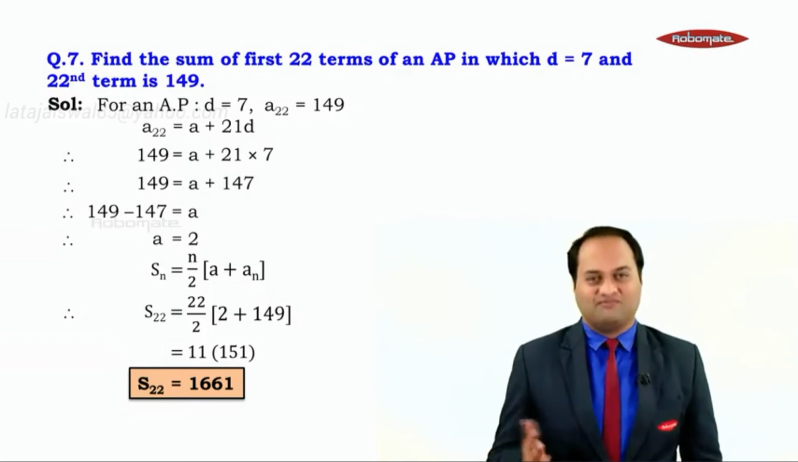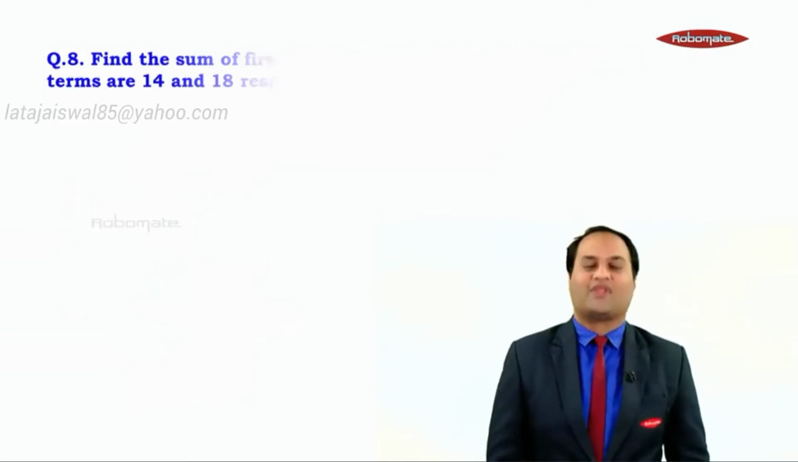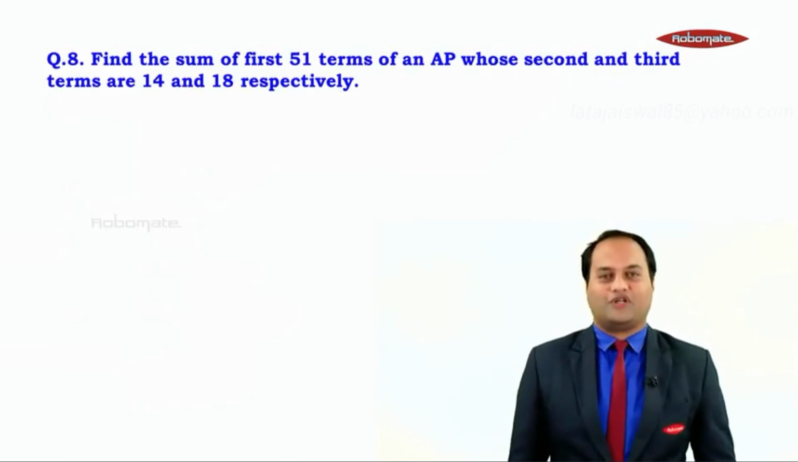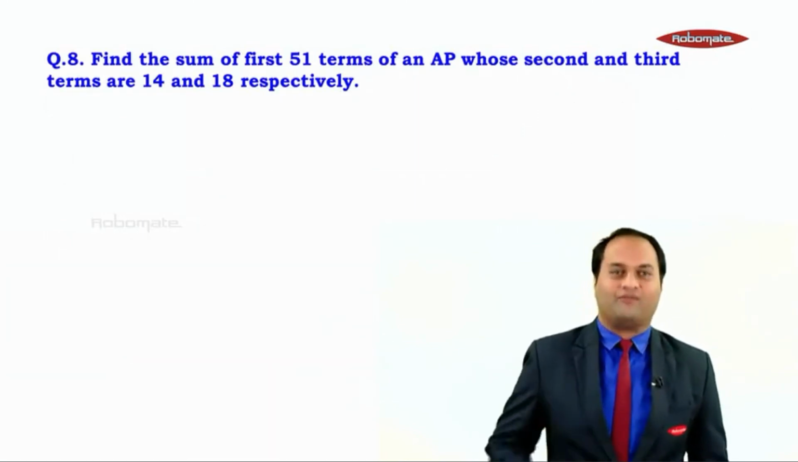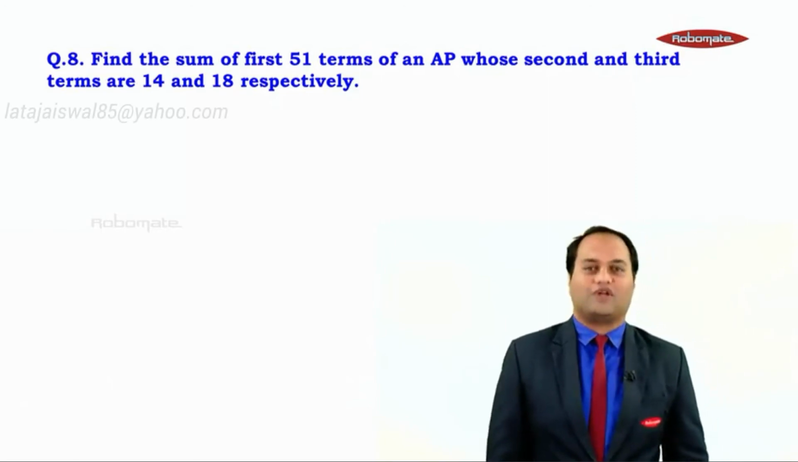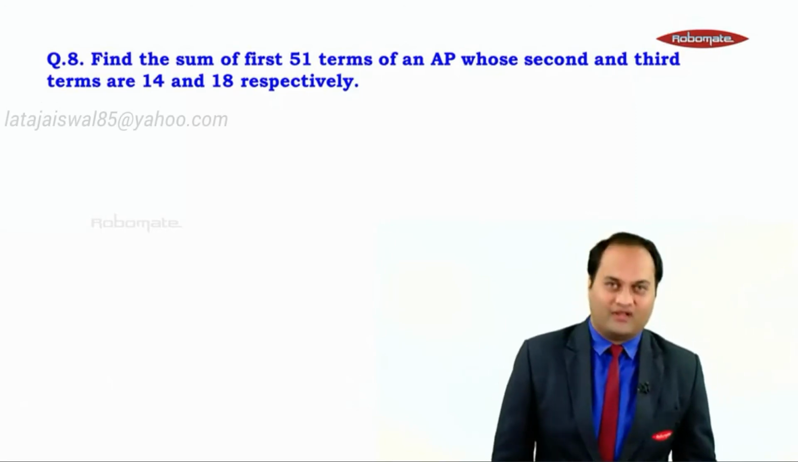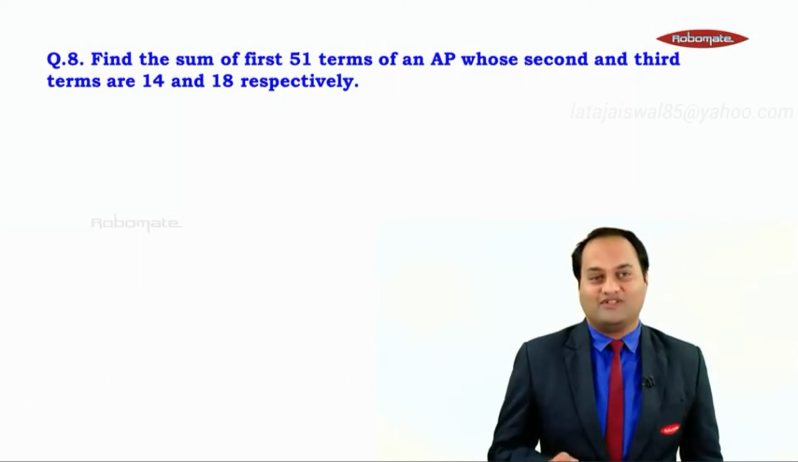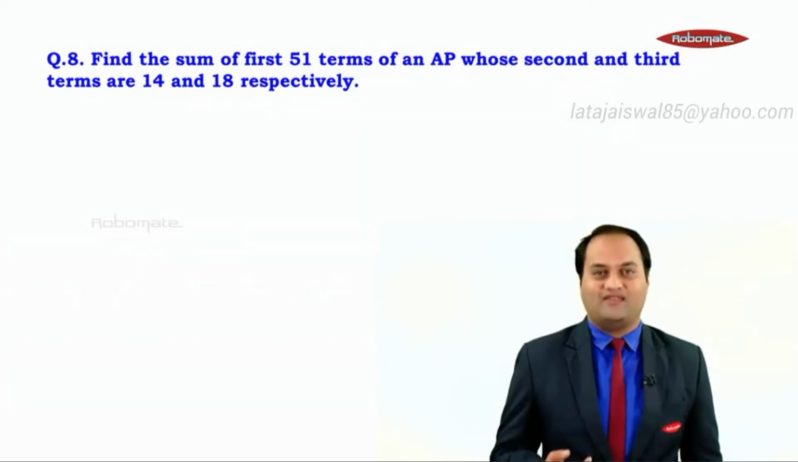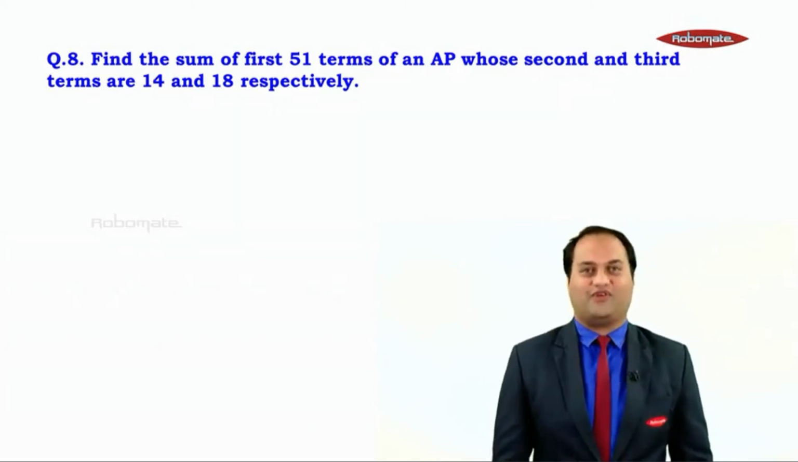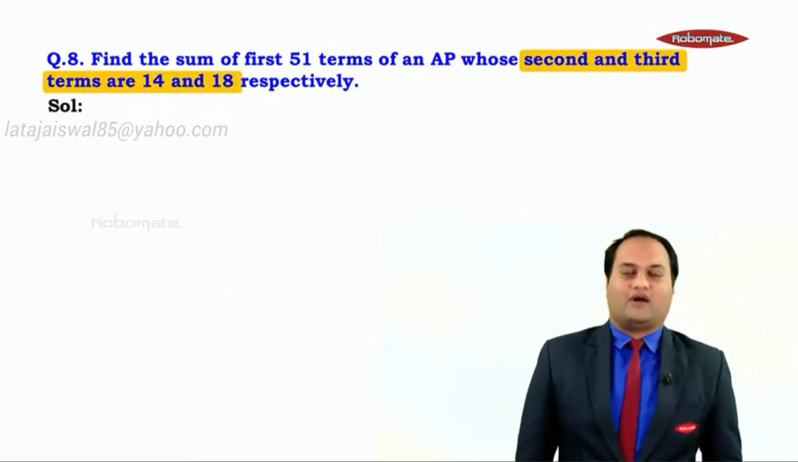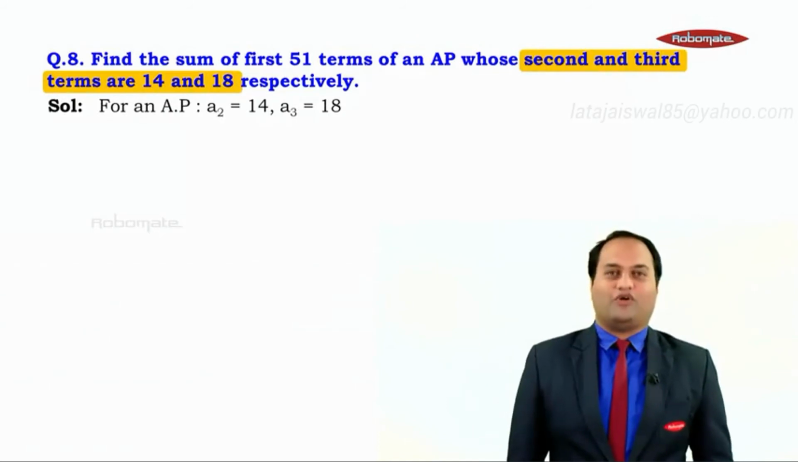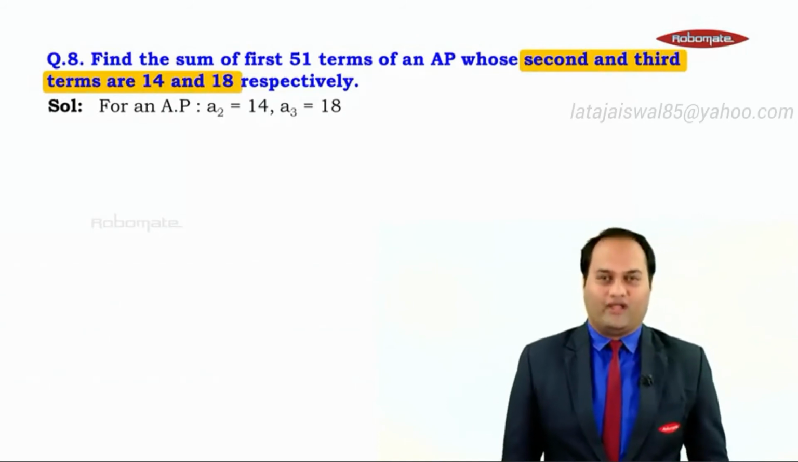Very, very easy sum. Let's move on to the next sum. The next sum is find the sum of first 51 terms of an AP. So what are we supposed to find? S51, whose second and third terms are 14 and 18 respectively. So here what is given to us? A2 is given, A3 is given, and we are supposed to find S51. Let's do it. Second and third terms are given to us. So A2 is equal to 14, A3 is equal to 18.